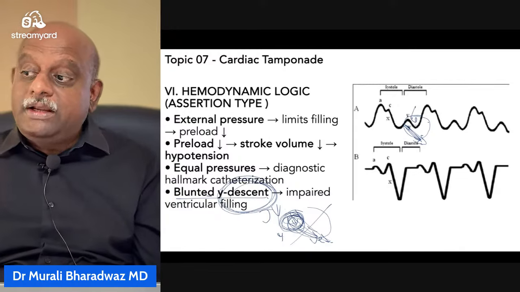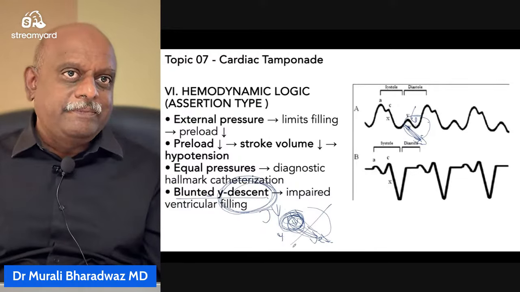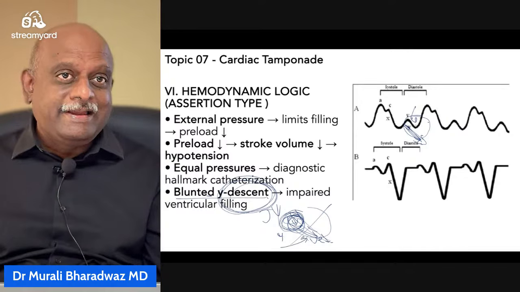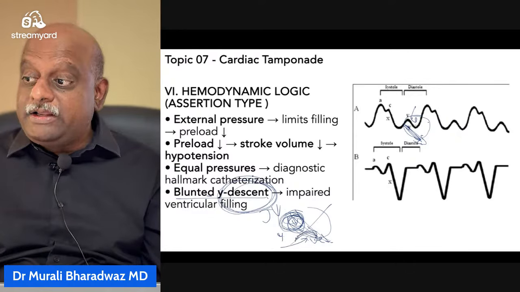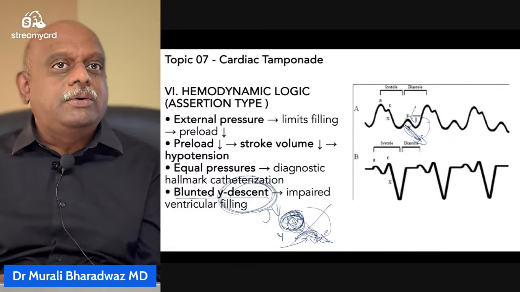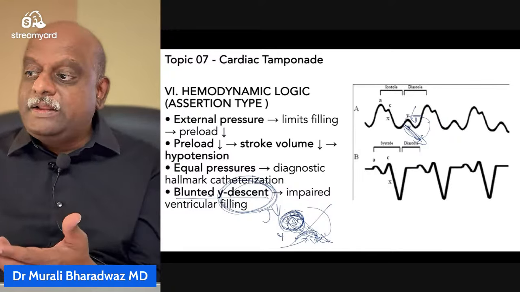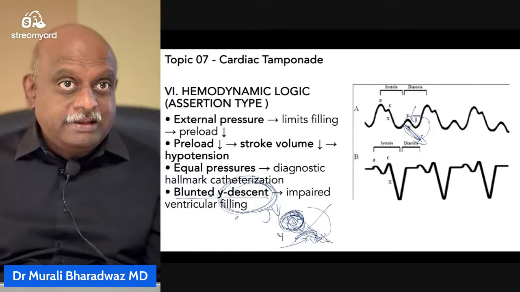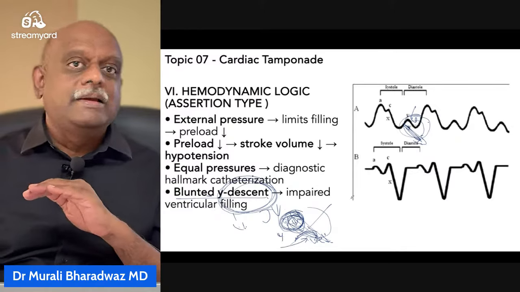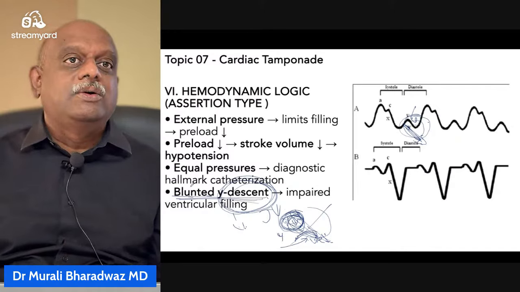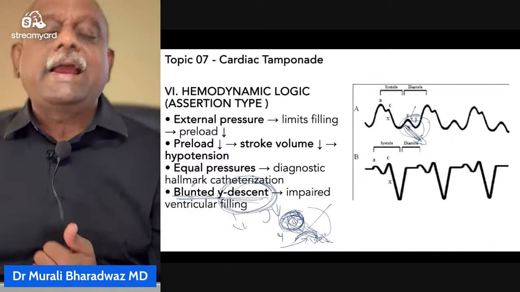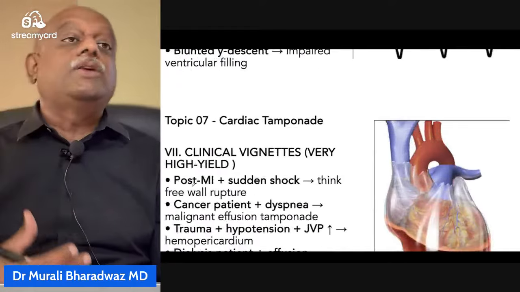So what happens in case of cardiac tamponade? The filling of the ventricle is not happening during diastole, and it is collapsed. That means the atria is unable to empty into the ventricle. That's the reason the pressure in the atrium will not diminish. That's the reason the Y descent will become blunted, which is a mark of an impaired ventricular filling, which is seen in the case of cardiac tamponade, is what you need to remember.